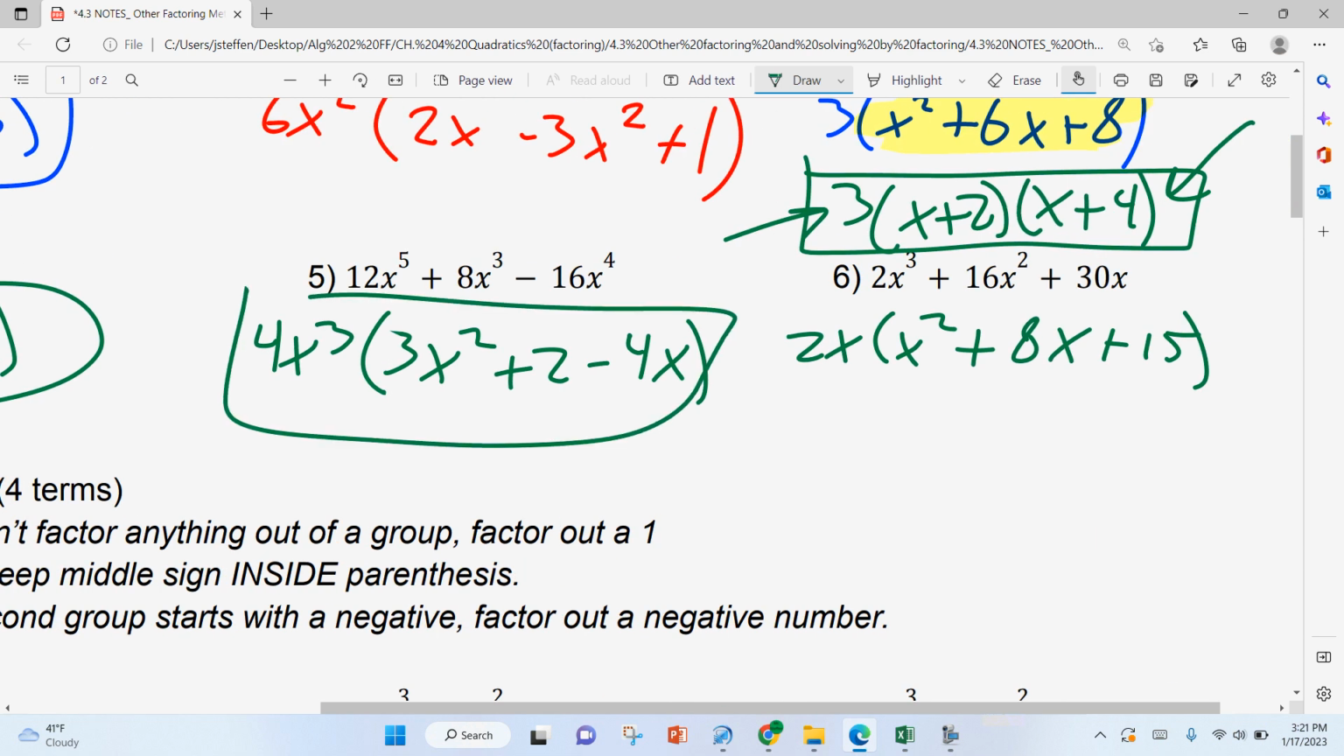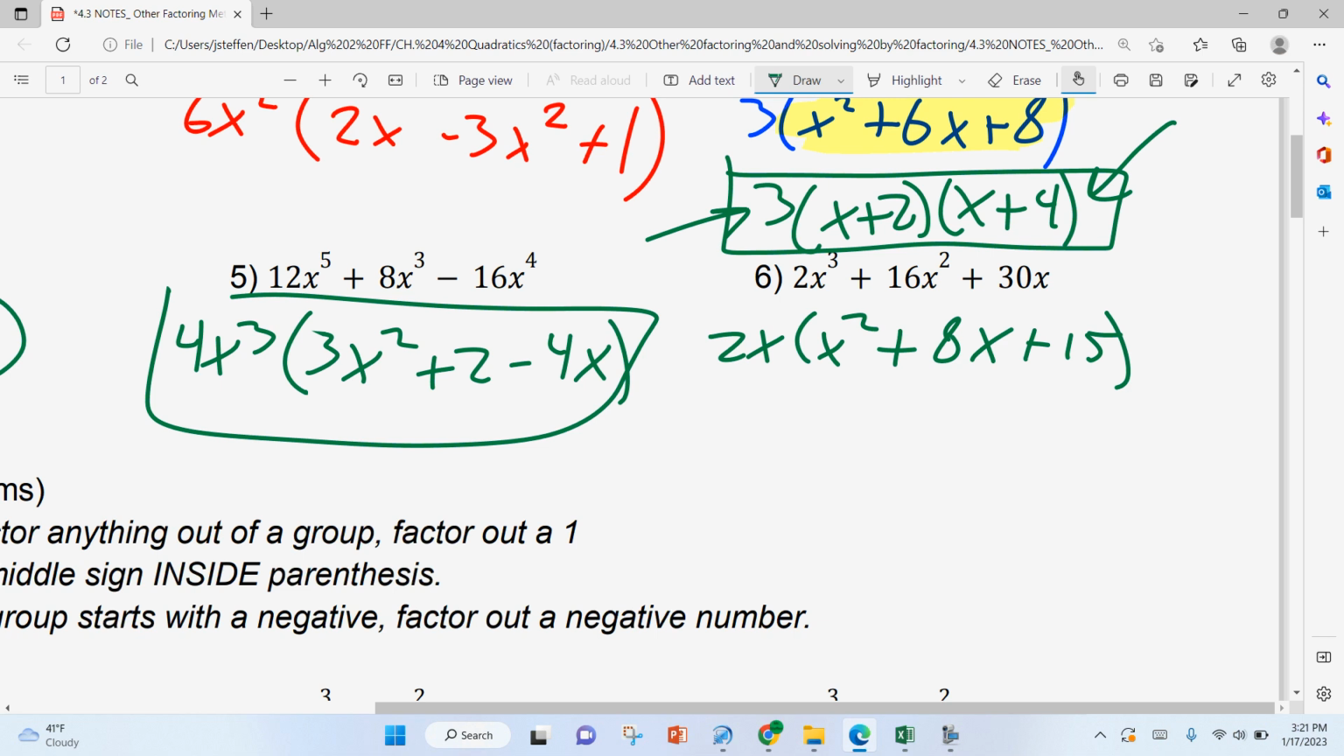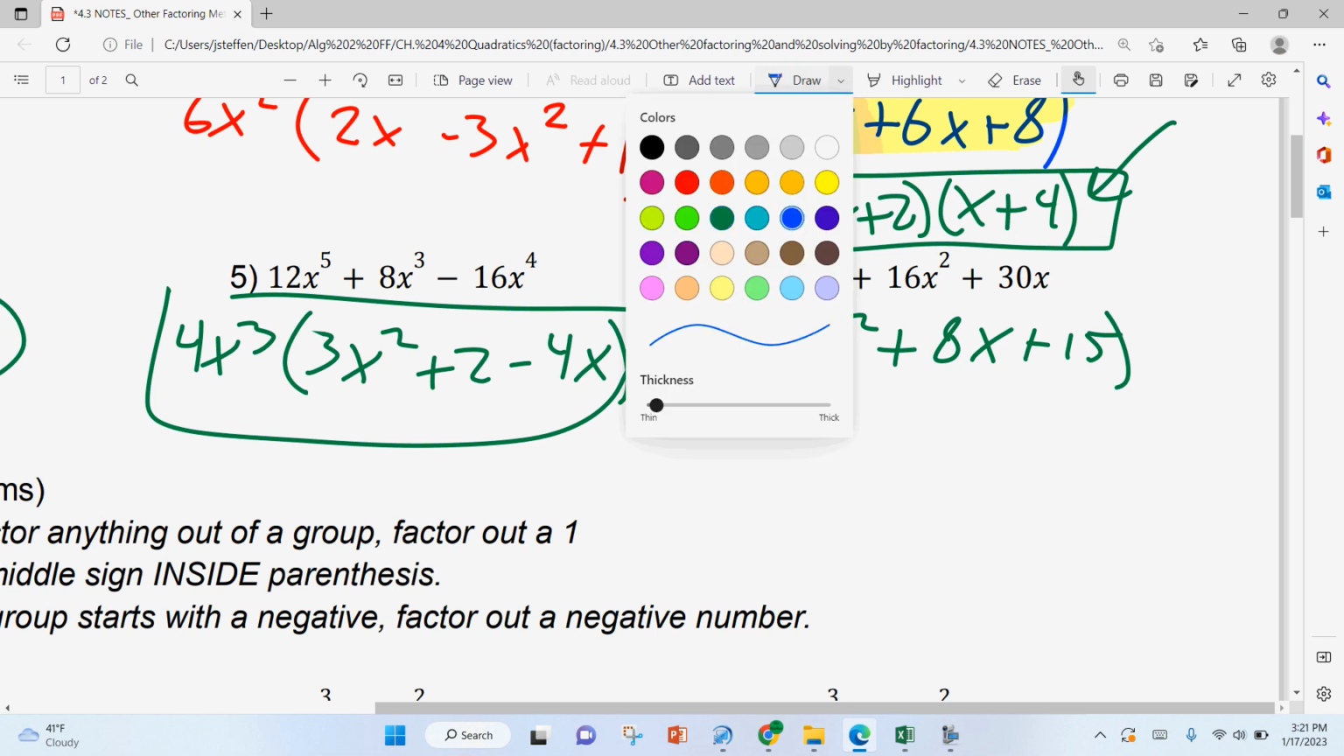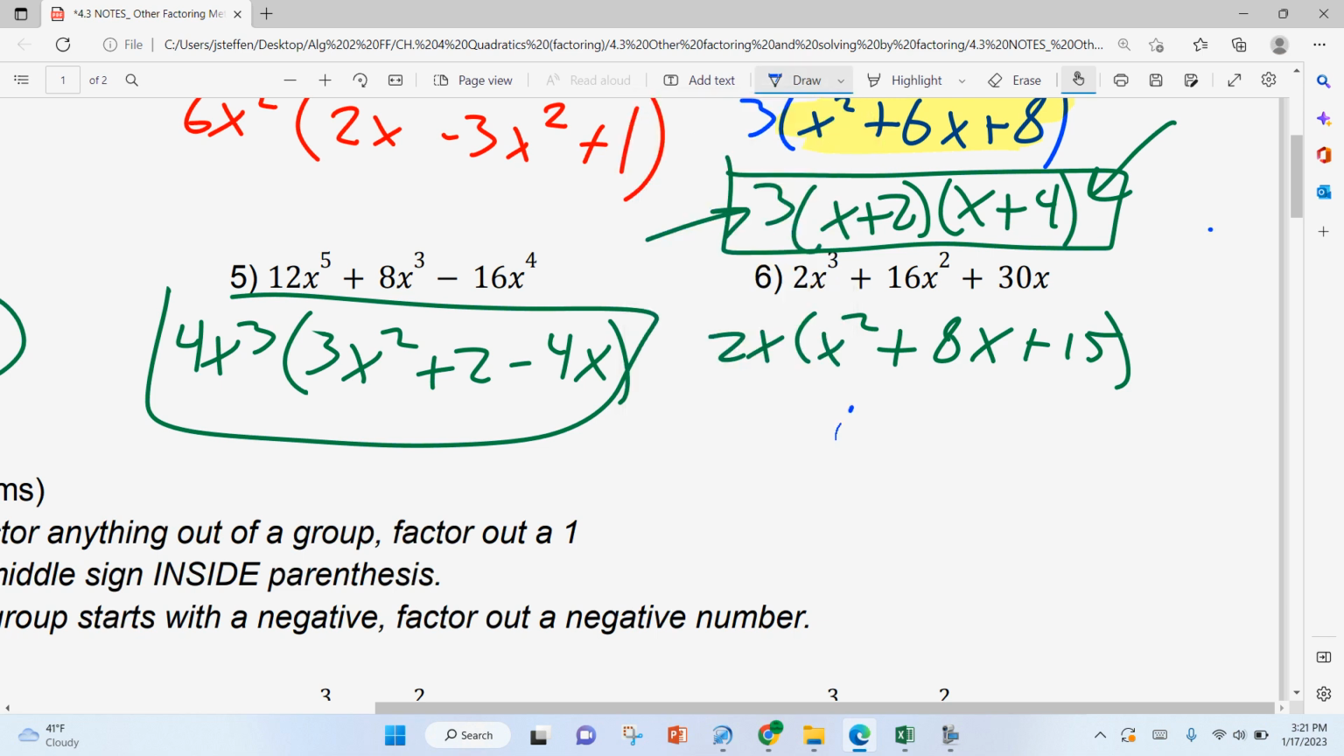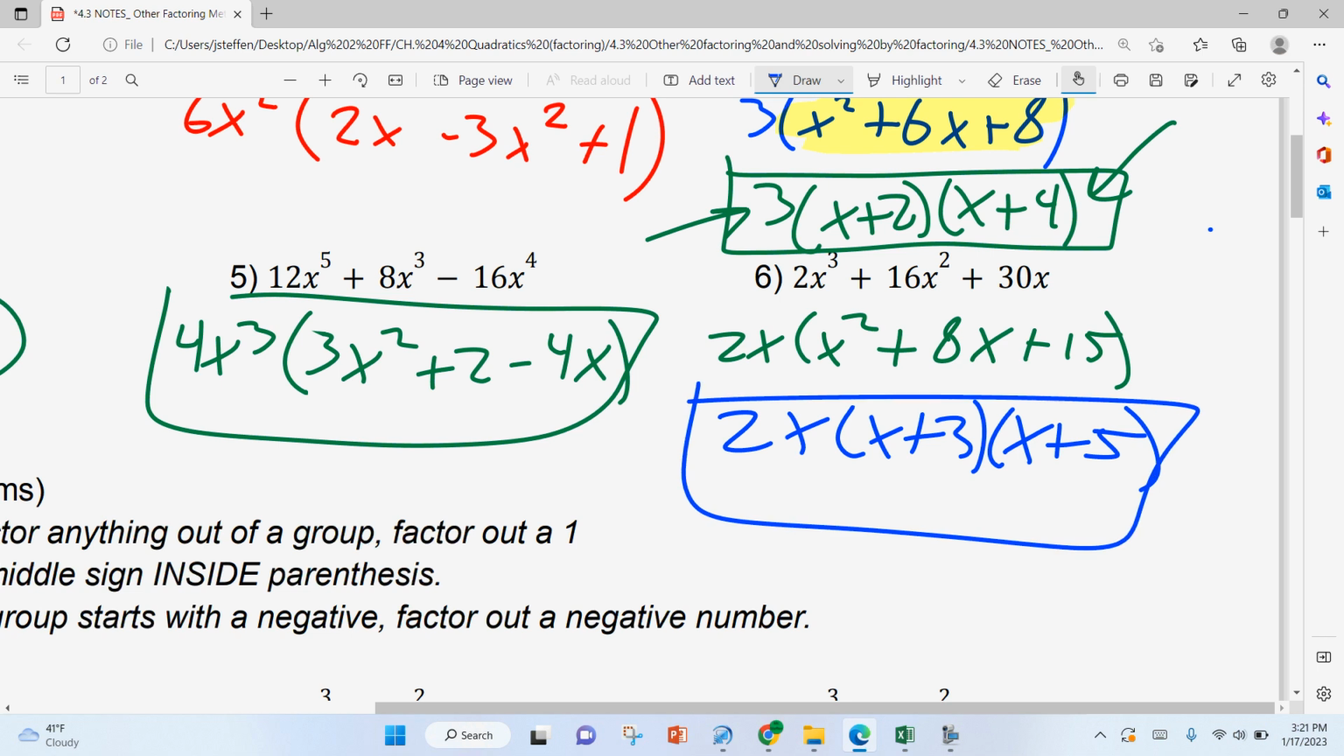Then the last one, I factor out a 2x. We still need to factor what's inside these parentheses. So if you do that, you end up getting x plus 3, x plus 5. 3 times 5 is 15. 3 plus 5 is 8. Again, I encourage you to use our x method if that doesn't make sense to you.